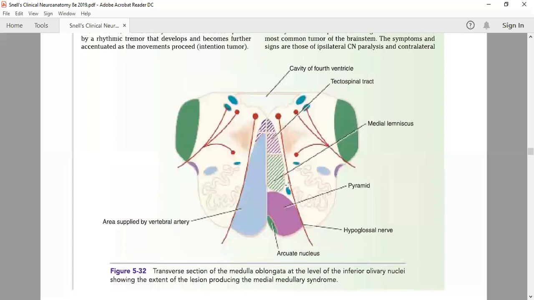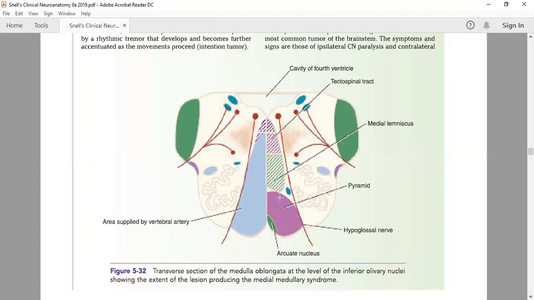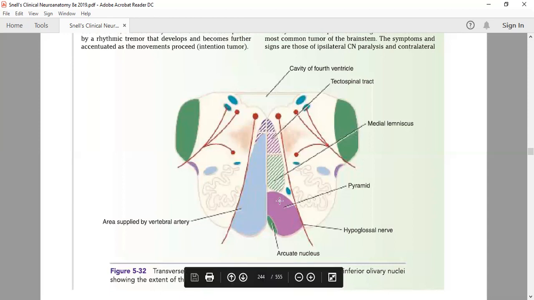So what are we talking about? We're talking about medial lemniscus. As the medial lemniscus is affected, it will result in impaired sensation of position and movement and tactile discrimination. And this is the hypoglossal nerve. If the hypoglossal nerve is affected, it will result in ipsilateral paralysis of tongue muscle with deviation to the paralyzed side when the tongue is protruded.